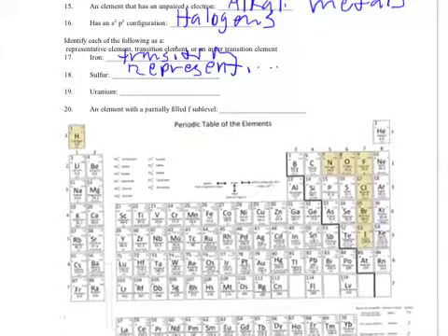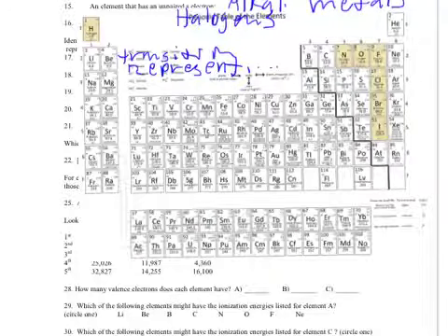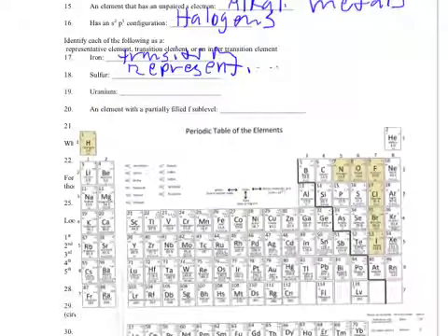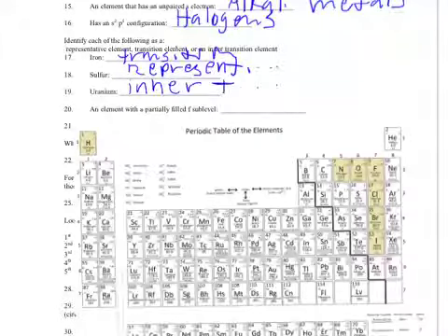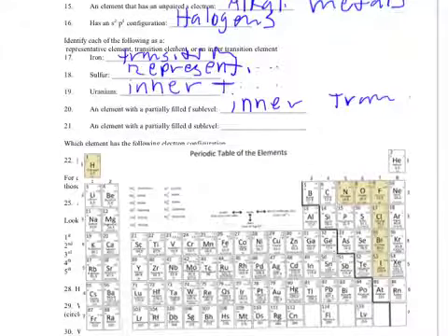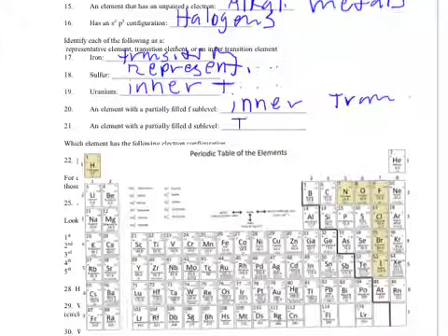Number 19, uranium. Well, uranium is here, and these are known as the inner transition elements. So we'll just label that inner transition. An element with a partially filled F sublevel is also going to be an inner transition. And let's see what we got here. 21, an element with a partially filled D sublevel, that's these here, and those are known as transition elements.